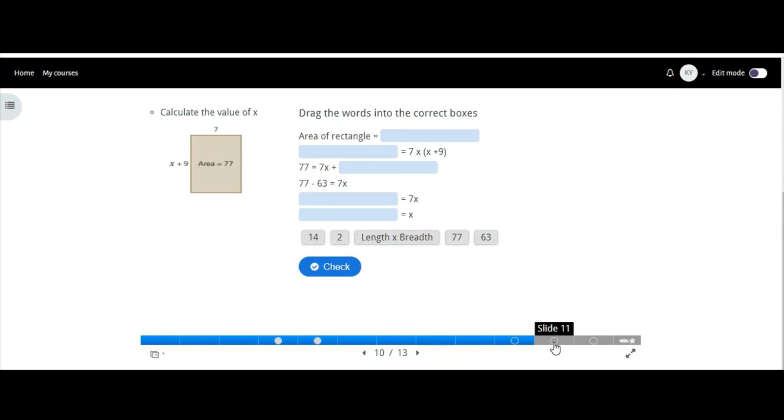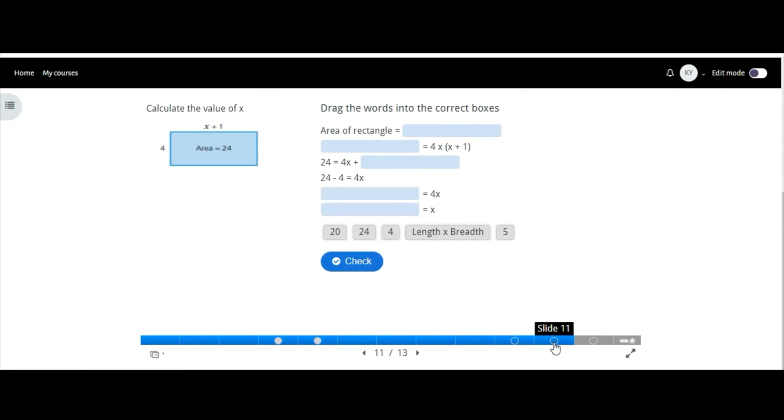Now let's check the next slide activities that we have here. We have to calculate the area of a rectangle as well. We are given that the area is 24. The length is 4, while the breadth is x plus 1. So let's calculate the area of that rectangle as well, and let's see what we have as our answer. So what's the value of x? Let's check the value of x here.